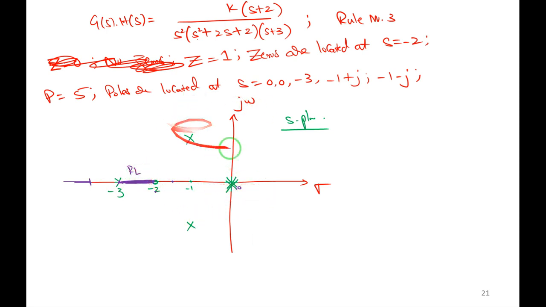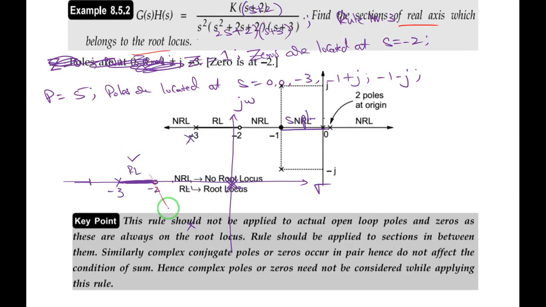I hope you got it. Any doubts you can ask. The root locus exists only in this section, minus 2 to minus 3. Right? The same thing has been written here.